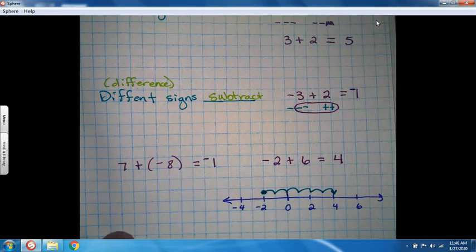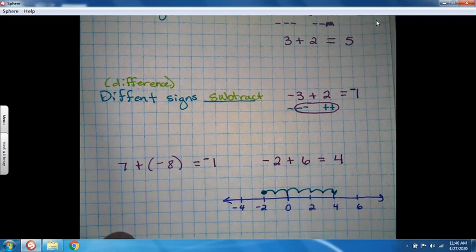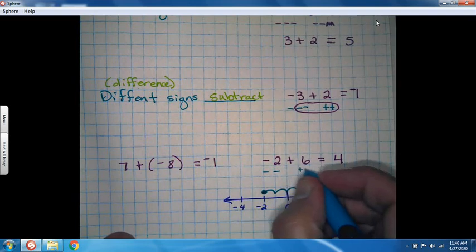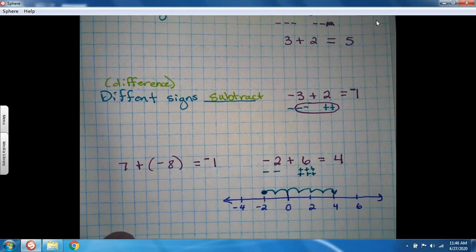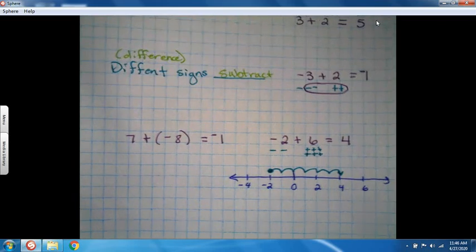So you need to know the rule. You can do it on a number line. You can do it by piles. Whatever works best for you, but you've got to memorize those rules for 7th grade. All right? So, any questions so far? I'm going to show you one more example from the worksheet.